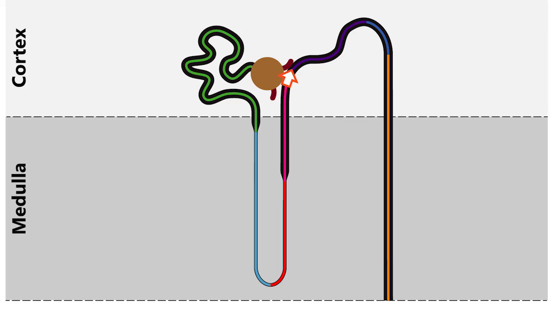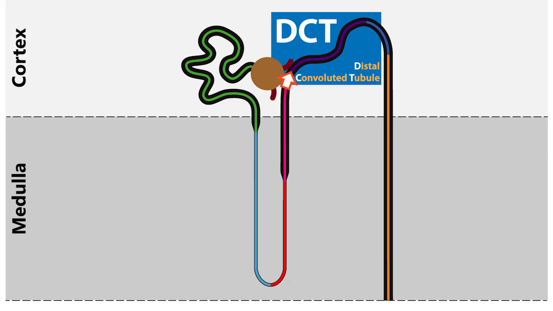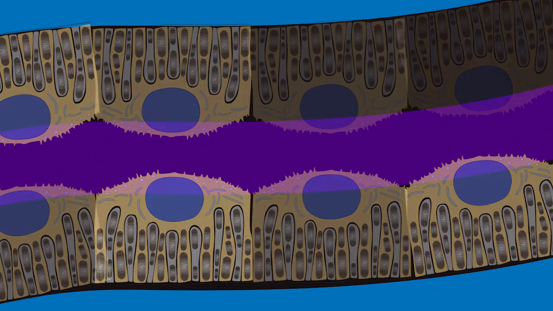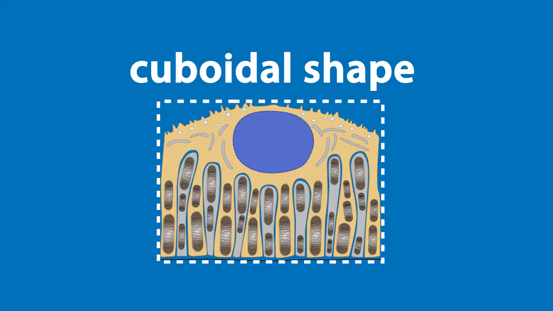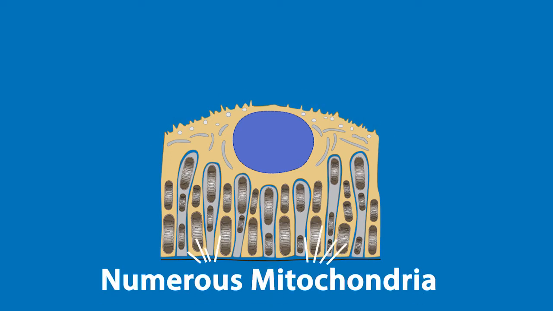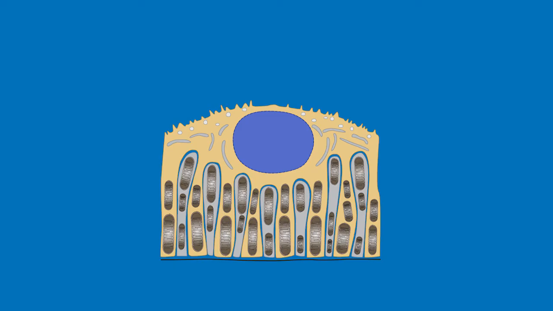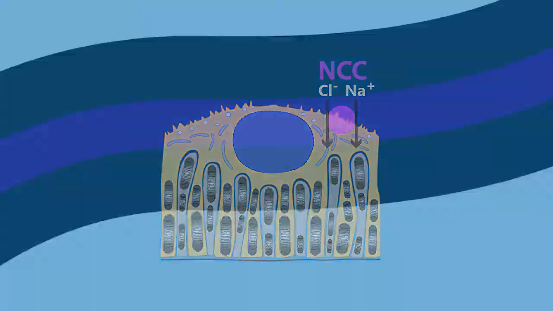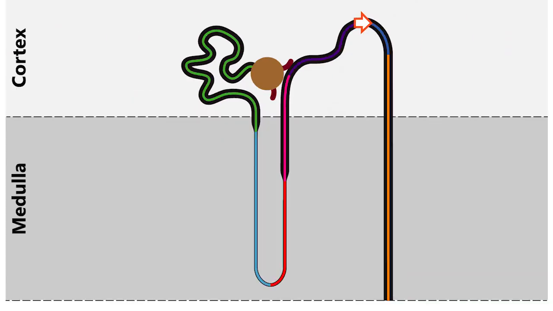As the ultrafiltrate exits the thick ascending limb, it enters the distal convoluted tubule, which is located near the outermost part of the cortex. The distal convoluted tubule cells are cuboidal, have a slightly convex apical membrane with few and irregular-shaped microvilli, and numerous mitochondria that are arranged in parallel with the basolateral infoldings. They too play a role in generating the electrochemical gradient necessary for the reabsorption of sodium chloride via the sodium chloride cotransporter, or NCC. Now, as the ultrafiltrate exits the distal convoluted tubule, it enters the connecting segment.